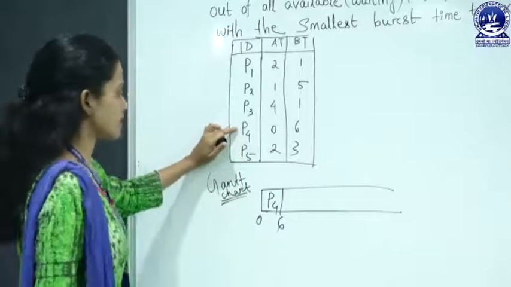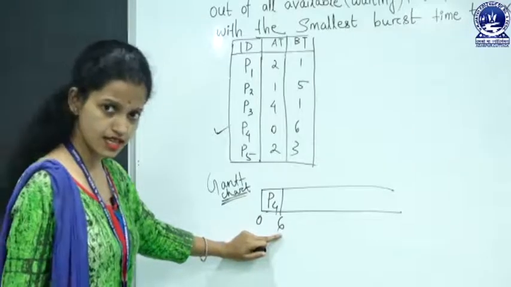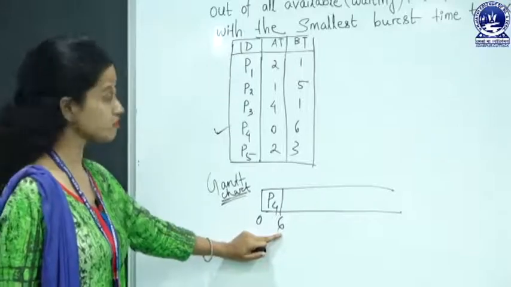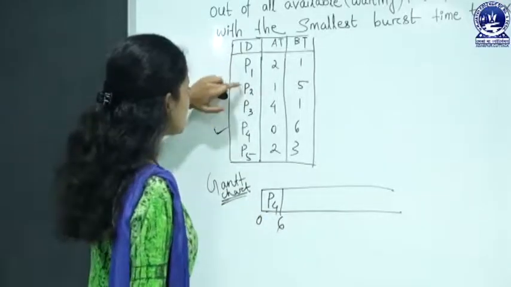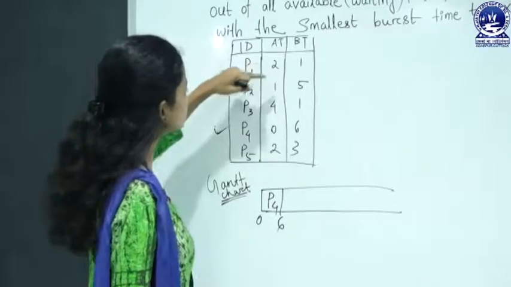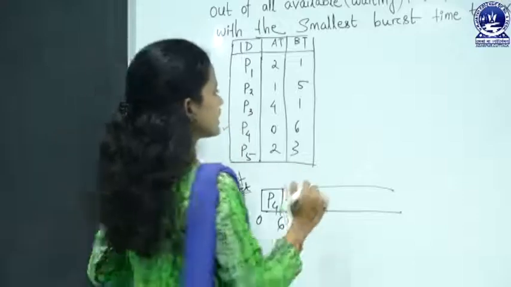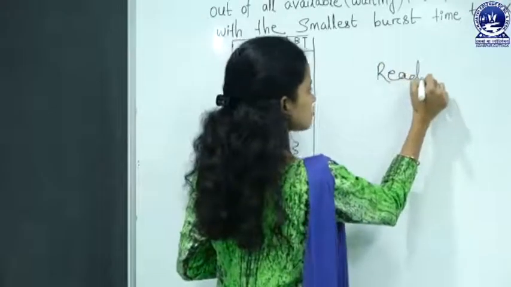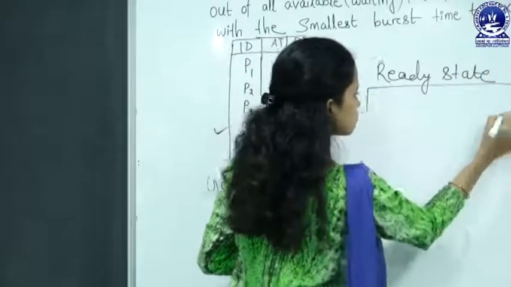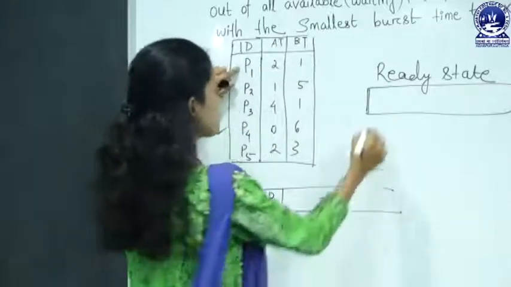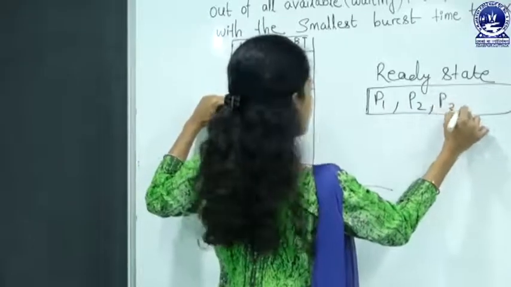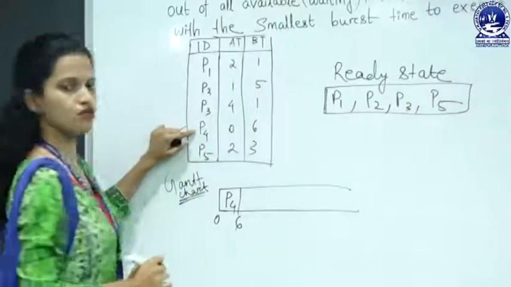So at 6 millisecond, is there any process that has reached the ready state? Yes. P1 has reached at 2 millisecond, P2 has reached at 1 millisecond, and P3 at 4, P5 at 2. So in the ready state, we have P1, P2, P3 and P5. Here P4 has terminated.